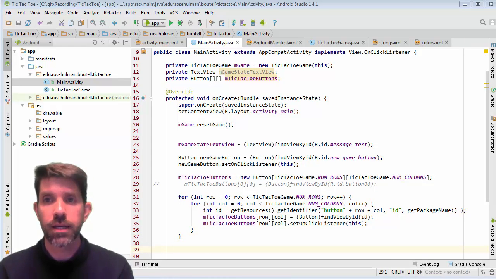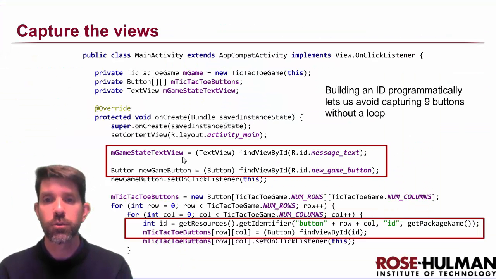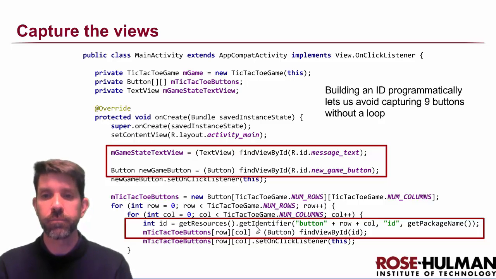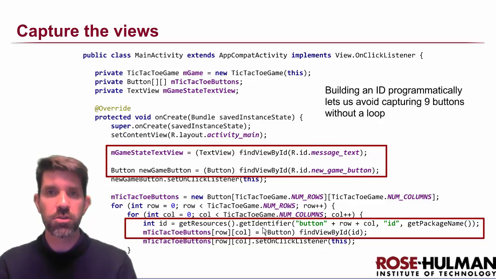Let's get caught up in our slides. So we see, once again, we captured the views here. We had 3 views to capture. Our text view, the new game button itself, and then within the loop here we captured our tic-tac-toe buttons, and we did that by using the neat little getIdentifier trick. Kind of an obscure thing. Most of the time I don't use it, but there's cases like this that it turns out to be really handy.